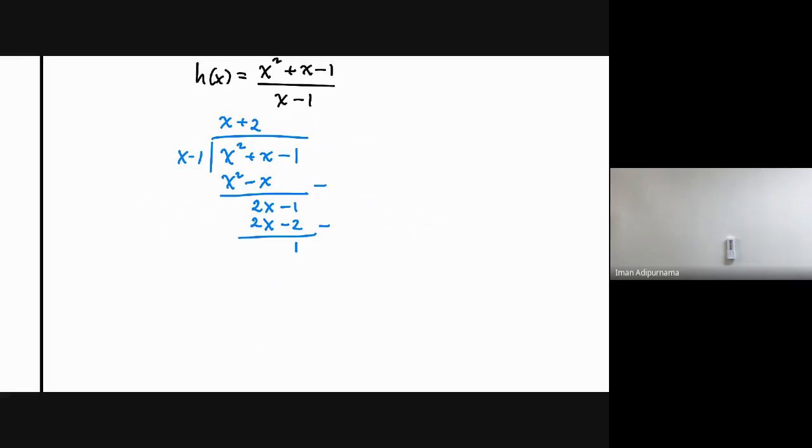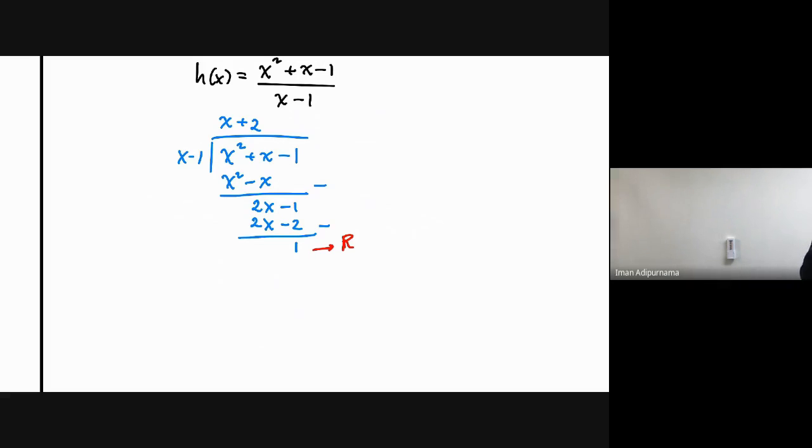If this is resulting 0, then this x minus 1 is a factor of this function. If not, then this is the remainder. So it's called the remainder. Let's write just r for remainder.